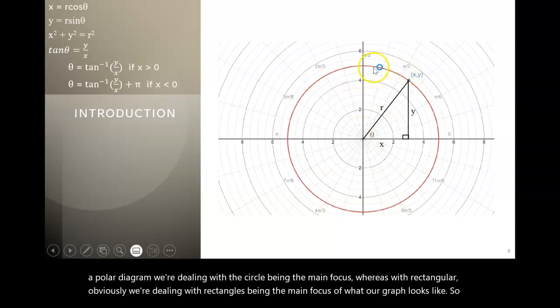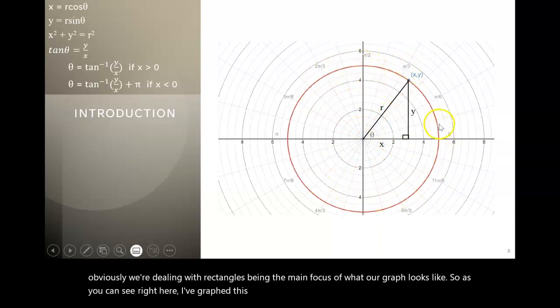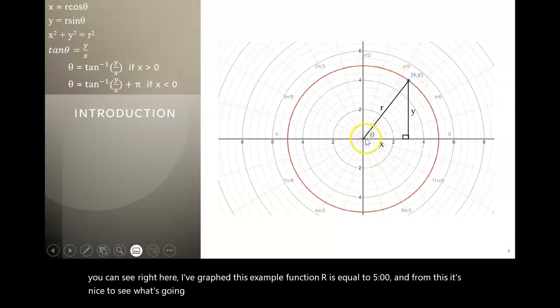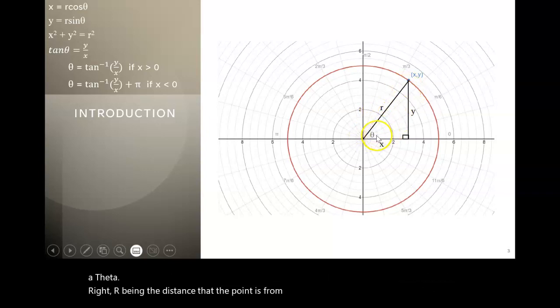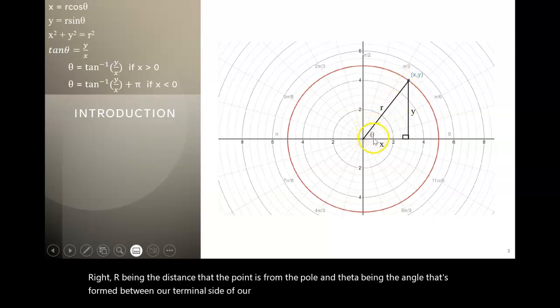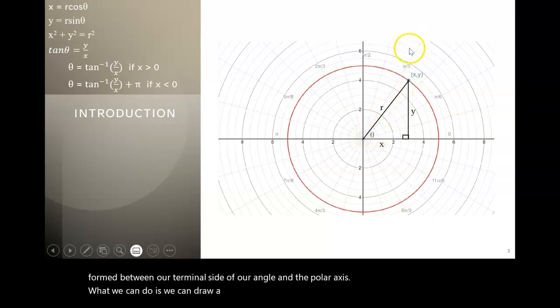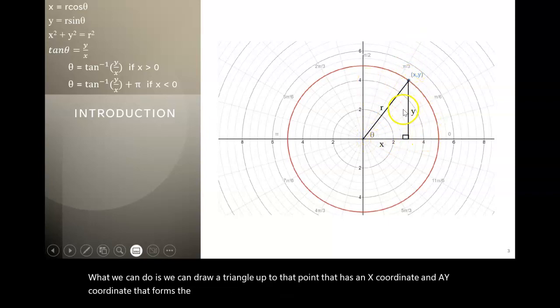As you can see right here, I've graphed this example function r is equal to 5. And from this, it's nice to see what's going on. With the polar, we've got r and we've got a theta, right? R being the distance that the point is from the pole, and theta being the angle that's formed between our terminal side of our angle and the polar axis. Well, what we can do is draw a triangle up to that point that has an x-coordinate and a y-coordinate that forms the rectangular basis from that.